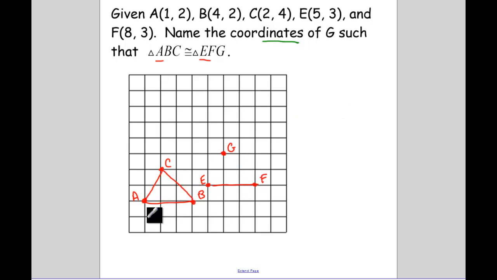So one of our possibilities is 6, and I went up 1, 2, 3, 4, 5. So that's one possible triangle. Now there's more than one possibility. For G, I went up 2. I could go down 2. That's another possibility for G. There's another triangle. It's just flipped around because it has the same size and same shape. So those coordinates are going to be 6 and 1.